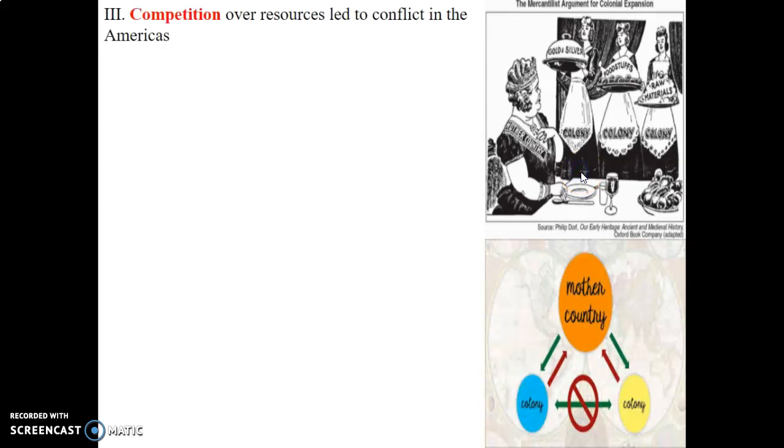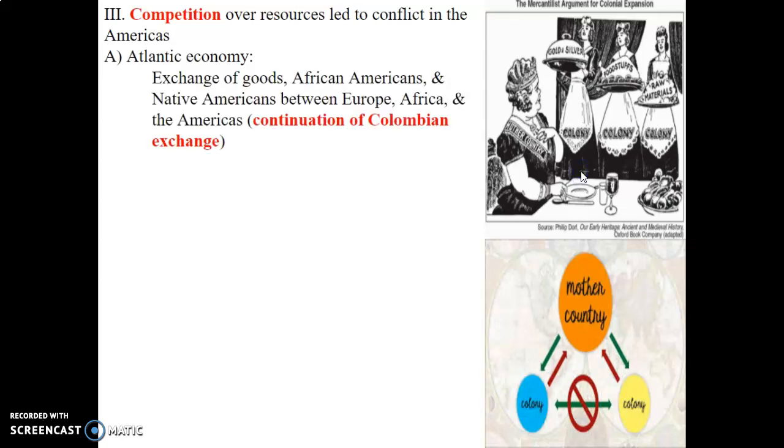So competition over resources led to conflict in the Americas. Remember, we're not the only country in the Americas who were competing for resources. In the Atlantic economy, we had an exchange of goods between African Americans and Native Americans, between Europe, Africa, and the Americas. This exchange of the economy continued, and it was called the Columbian Exchange. This is where we got corn and horses, and we traded one thing and the other between the Atlantic coast.